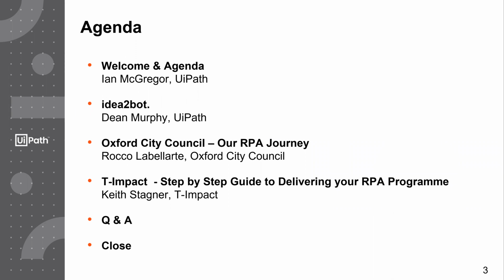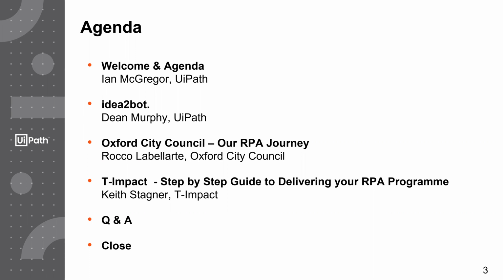The agenda for the next hour or so is action-packed. We are going to have a little bit of a review of what is automation, just so that everybody is on the same page. And then we're going to go into an idea to bot session, which is really talking about how you get started in RPA, how you choose the right processes, how you engage with the business, and how you qualify and quantify a process to be automated. That's an explanation of what is an idea to bot.